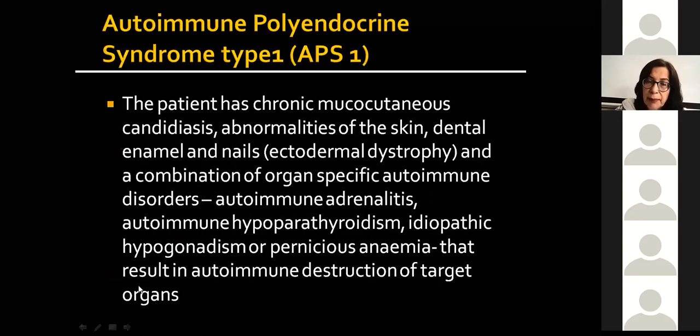In APS1, the patient has chronic mucocutaneous candidiasis, a fungal infection of the skin, with abnormalities of the skin, dental enamel and nails. There is ectodermal dystrophy, and a combination of organ-specific autoimmune disorders like autoimmune adrenalitis, autoimmune hypoparathyroidism, idiopathic hypogonadism, or pernicious anemia. Because of all these autoantibodies, there is destruction of the target organs.